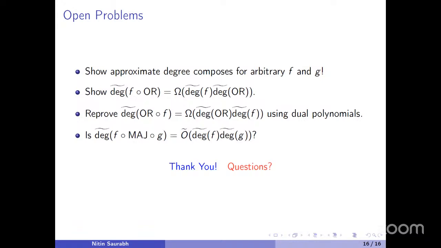The other way around, the approximate degree of OR composed with f. This has been proven using arguments from, let me say, quantum arguments. Okay, so it's not an argument which uses these dual witnesses and dual polynomials. It's some sort of a reduction. So reproving it using dual polynomials may give us insight into making headway on the second question. And the fourth question, I really don't know. If that is true, then you can solve the approximate degree composition. So I have no idea whether that should be true or not.